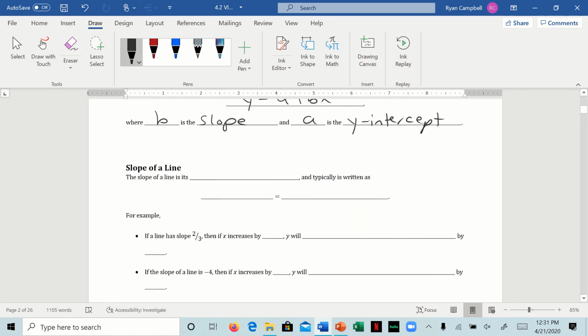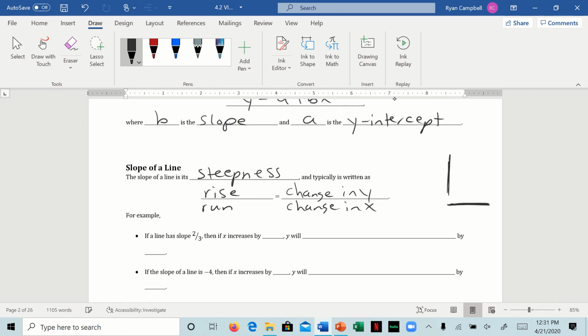All right. Let's talk about slope. Quick refresher: slope measures the steepness of the line. Typically, we write it as rise over run. Rise, if you're rising, you're going up or down, so these are the y values. It's the change in your y values over the run. Run is going front to back, and this is the x values, so over the change in your x values.